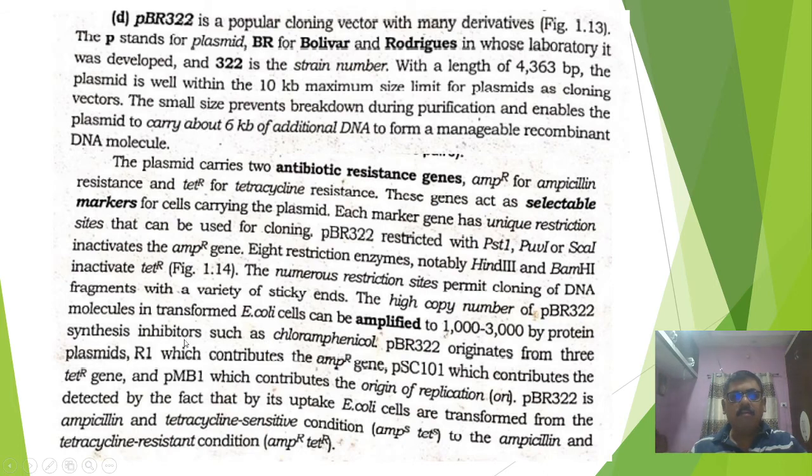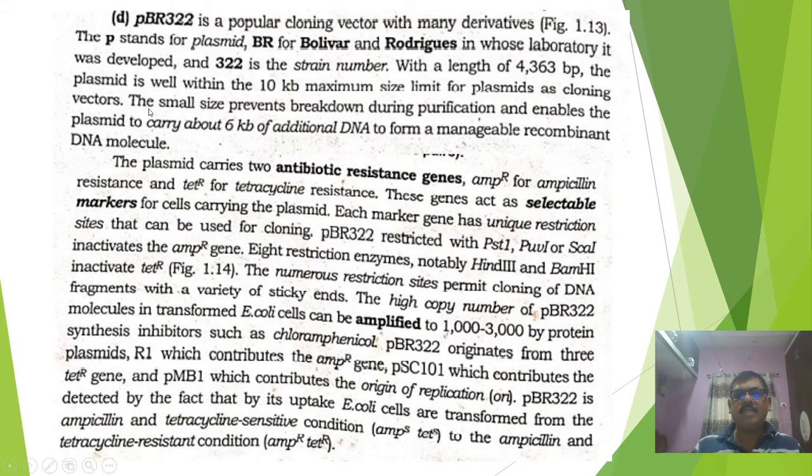P stands for plasmid, BR stands for Bolivar and Rodriguez, the scientists in whose laboratory it was developed, and 322 is the strain number. How many base pairs are in pBR322? 4,363 base pairs are present. Its size is under 10 kb, and it is useful as a cloning vector.